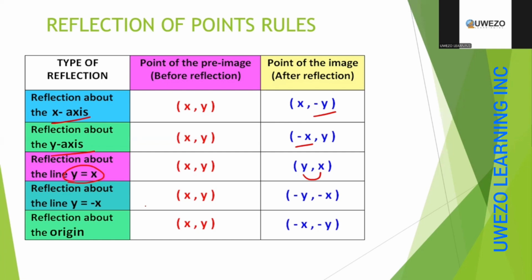Also, sometimes there could be questions where there is reflection about origin, then we have to change the sign of both the coordinates. And if there is a reflection about the line y equal to minus x, you interchange the coordinates and also flip the sign.